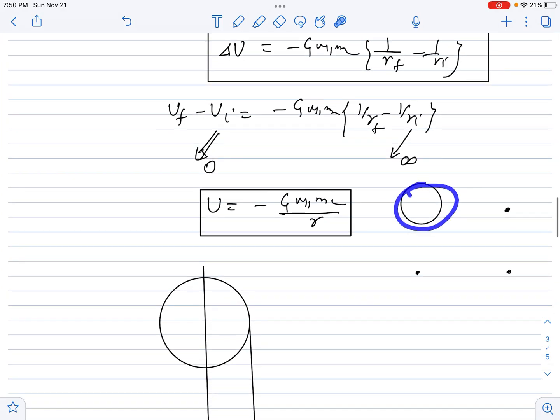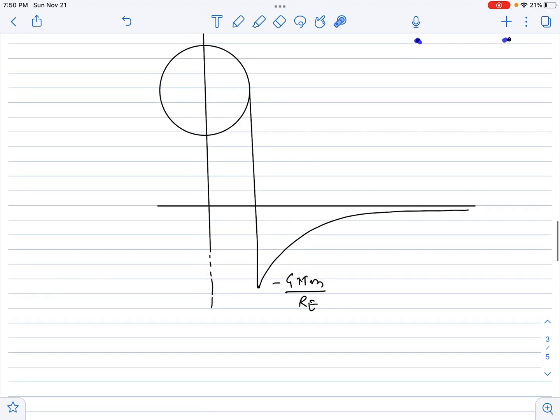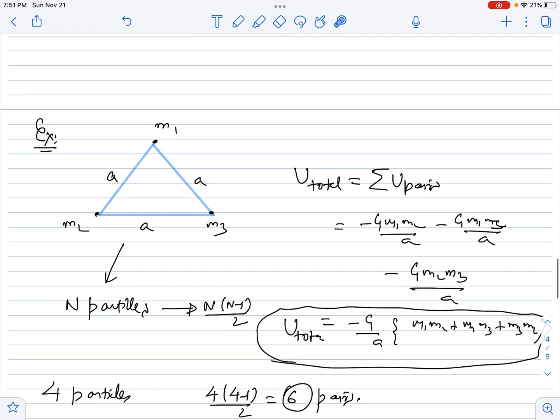It is applicable in the case of the earth and a particle if the particle is situated outside the earth, and for 2 point masses also. Gravitational potential energy is negative at the surface, minus G m m divided by r. As you move away, it increases, and after reaching a higher value at infinity, the potential becomes 0. For a 2 particle system, the energy is simply minus G m1 m2 by r.